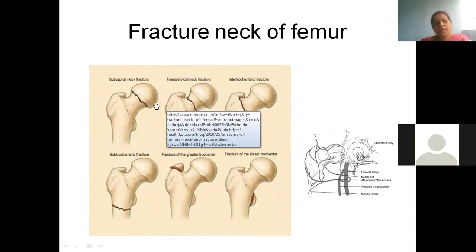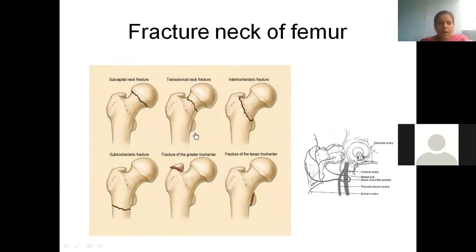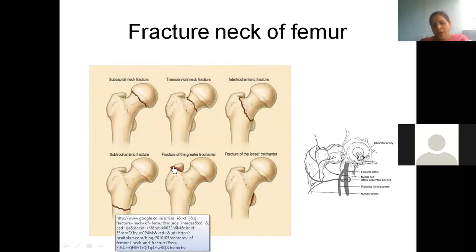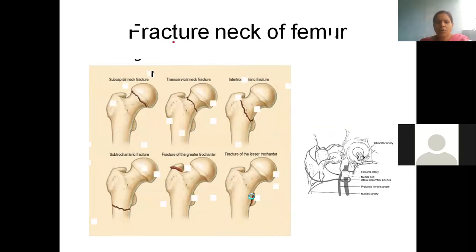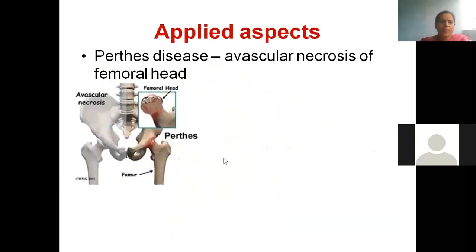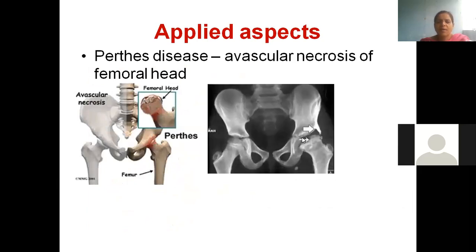There are different grades and different types of fracture of the neck of the femur, which may be immediately below the head or in the middle of the neck, or connecting the greater and lesser trochanter, the intertrochanteric line. This is the fracture at the shaft. This is the fracture at the greater trochanter, lesser trochanter, anywhere. Okay, so Perthes disease is avascular necrosis of the femoral head.